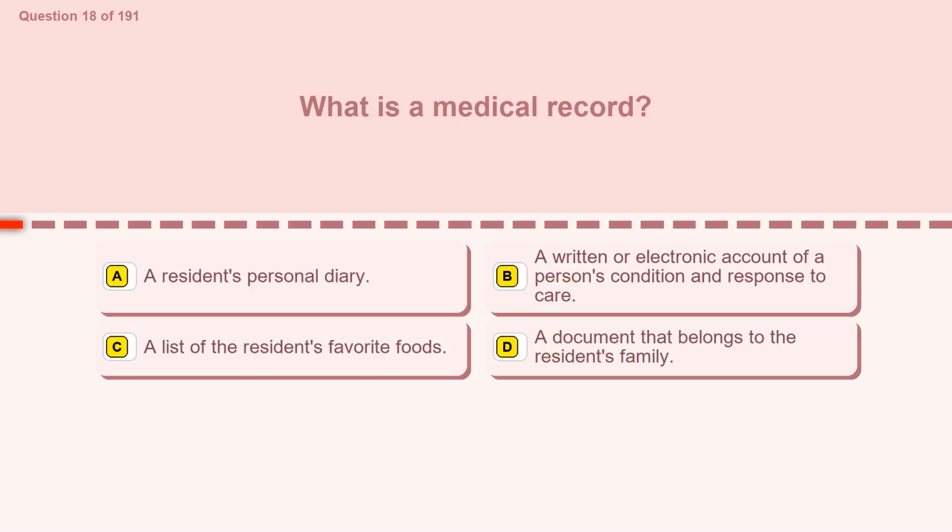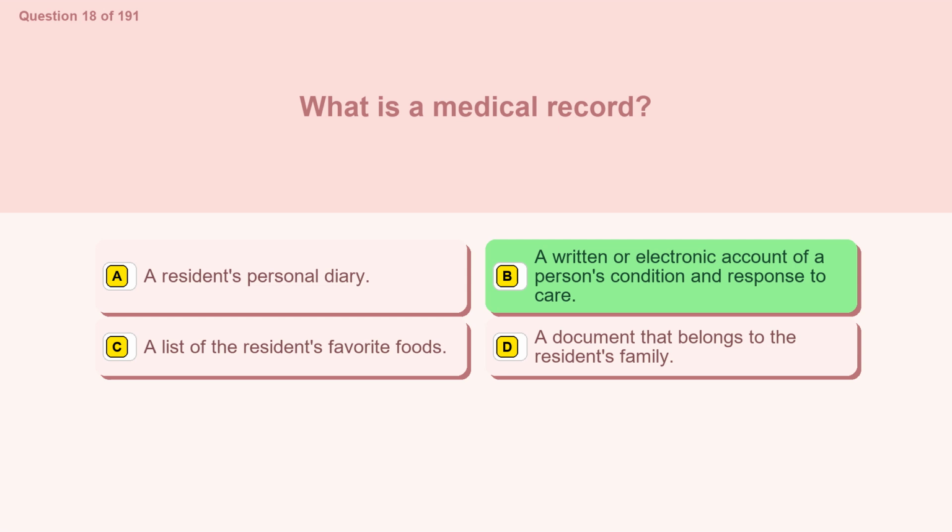Question 18. What is a medical record? Option A. A resident's personal diary. Option B. A written or electronic account of a person's condition and response to care. Option C. A list of the resident's favorite foods. Option D. A document that belongs to the resident's family.